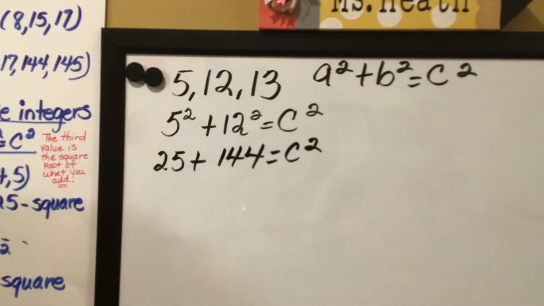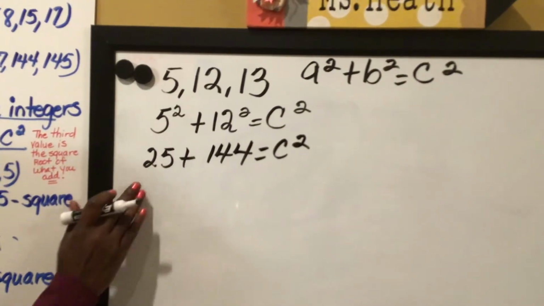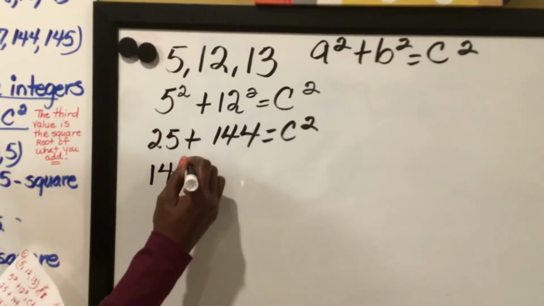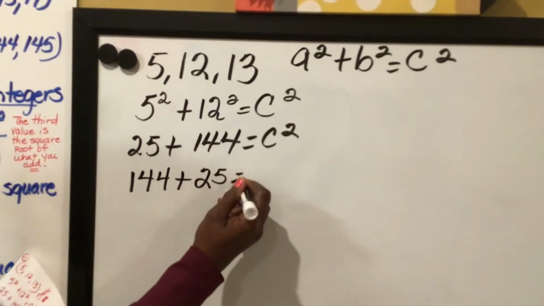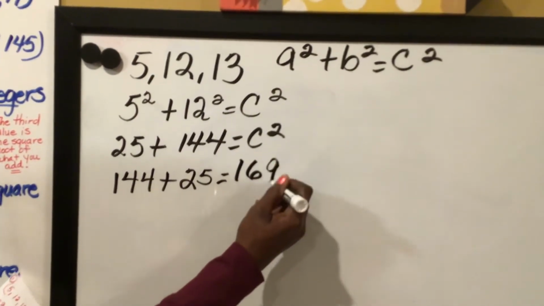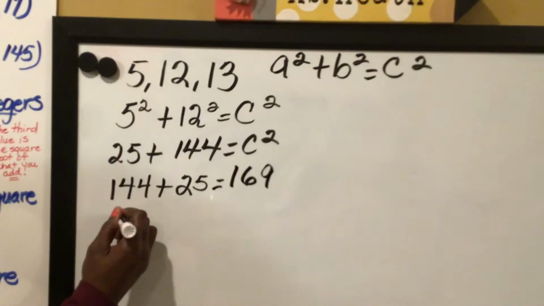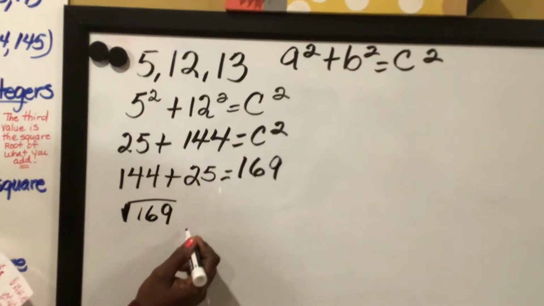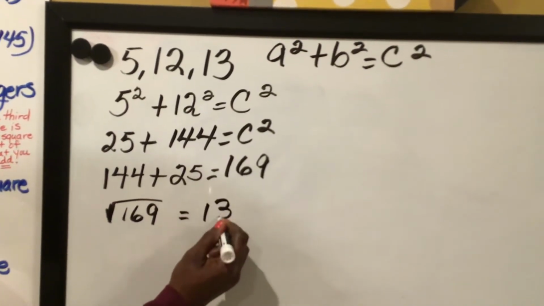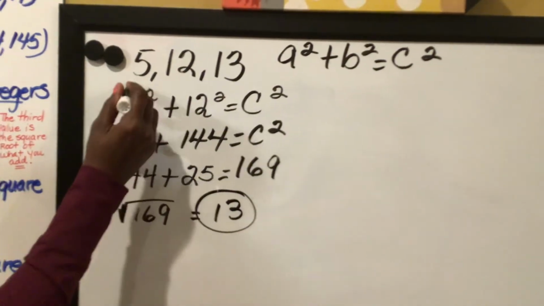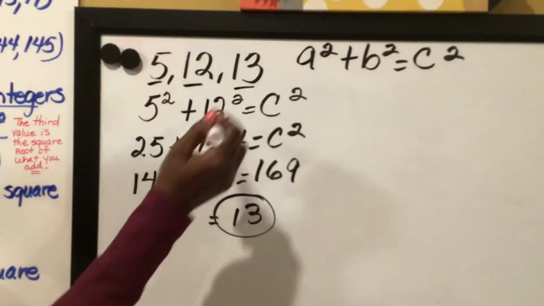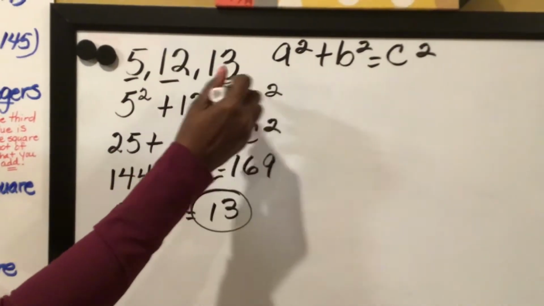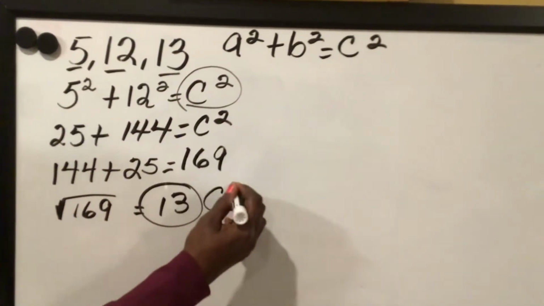I know it would be a lot easier for you if you had a calculator, which I don't mind you using. When I add 144 plus 25, it equals 169. Now I'm going to take the square root of 169 using my calculator, and it's going to give me 13. So is that one correct? Yes. Awesome. 5, 12, 13. There's my 13. So C is 13.